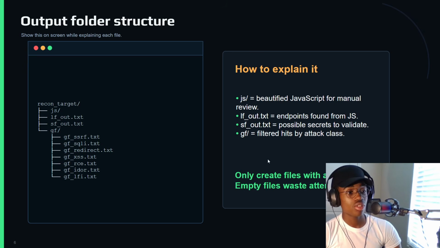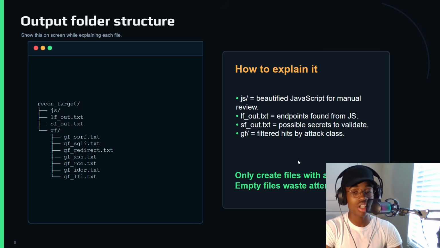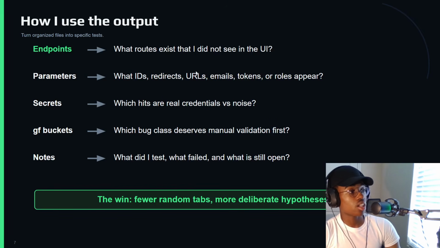GF, filtered hits by attack class. That's another part of it. Only create files with actual hits. Empty files waste attention. Therefore, if there are no hits, a file will not be created. How to use the output.